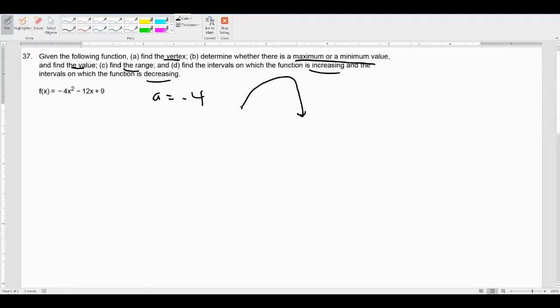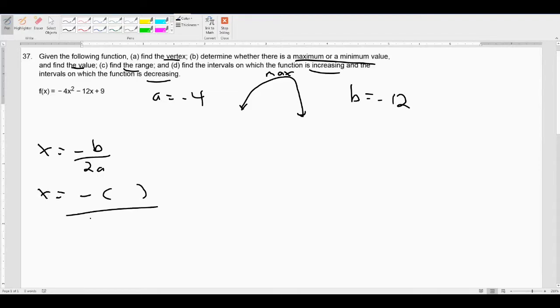But it is an upside down u. That's a crazy looking upside down u. So that means it has a max. And then b is -12. So we're going to use our vertex formula, x equals -b over 2a, to find the vertex. B is -12 and a is -4. I always use parentheses. Negative is a positive 12. And 2 times -4 is -8.